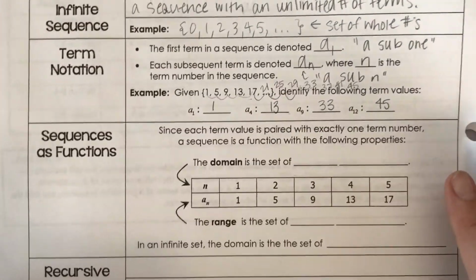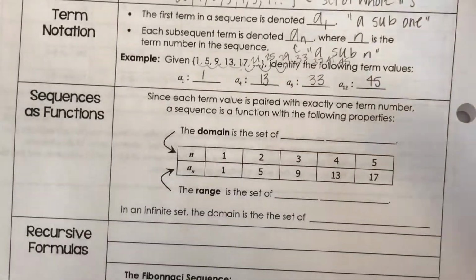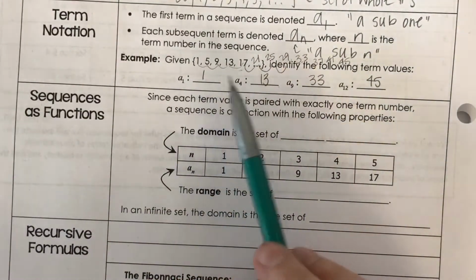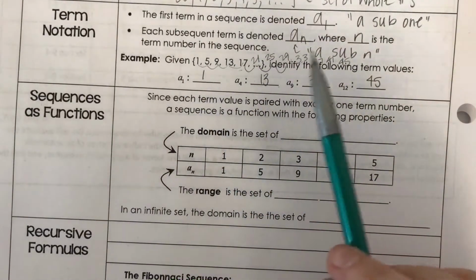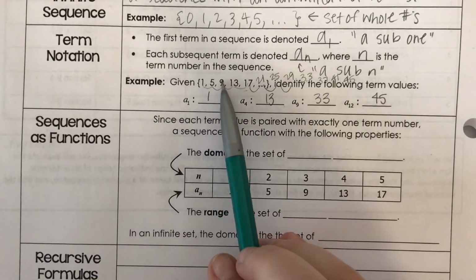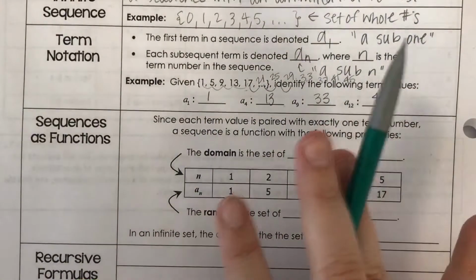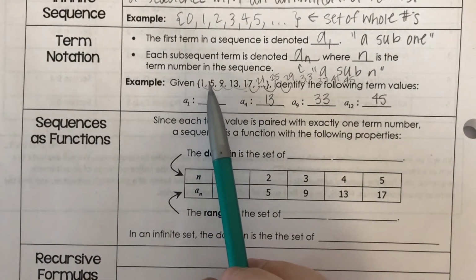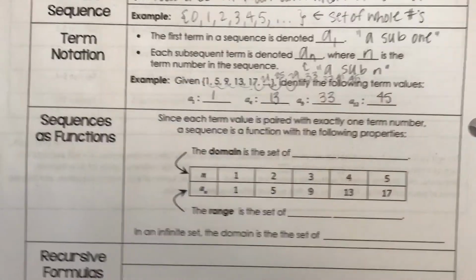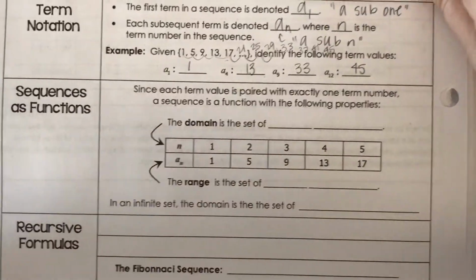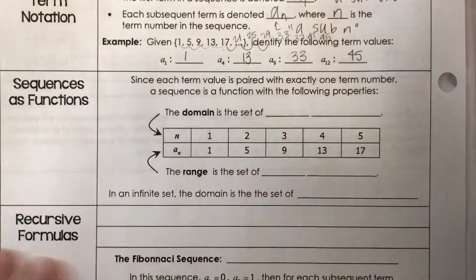Okay? So now let's talk about sequences as functions, because really they are functions. The term number is your input, so 1, 2, 3, 4, 5, 6, 7, 8, 9. And then the actual term is your output. So in this case, our term number is 1, 2, 3, 4, 5, 6, all on and on. Our output is the actual terms themselves, so 1, 5, 9, 13, 17.